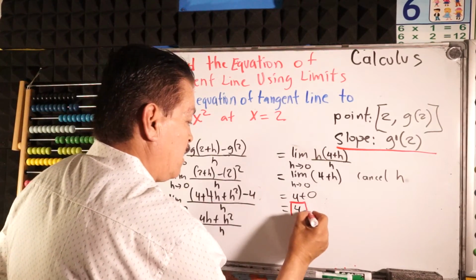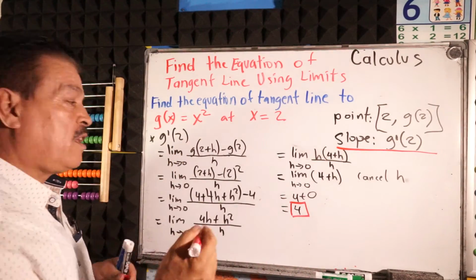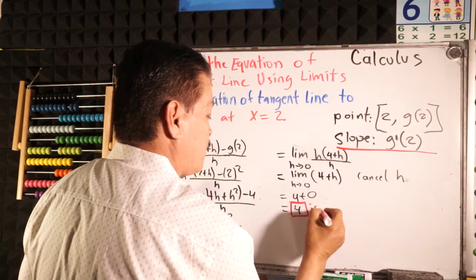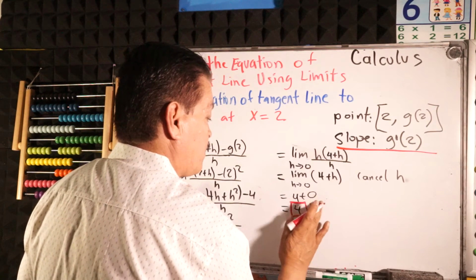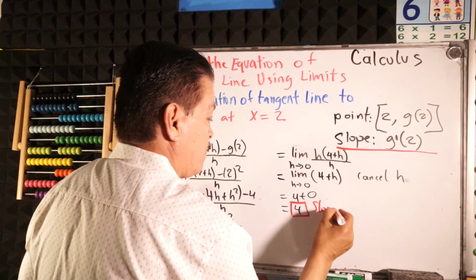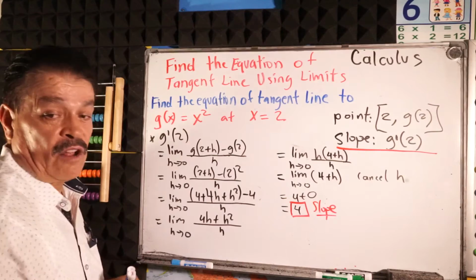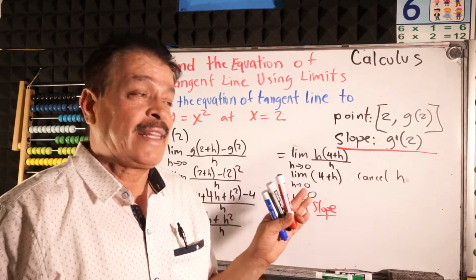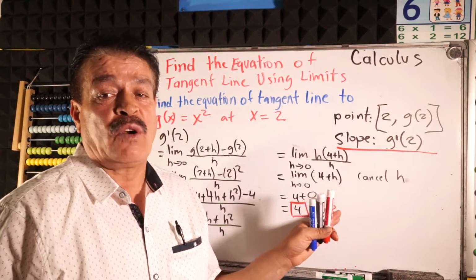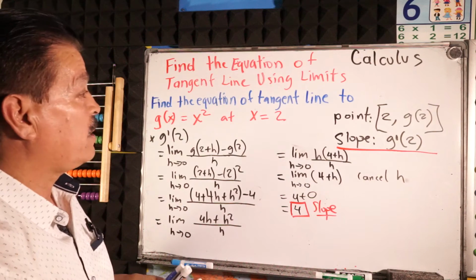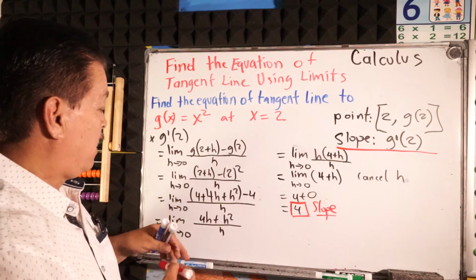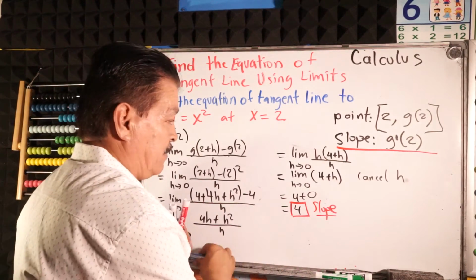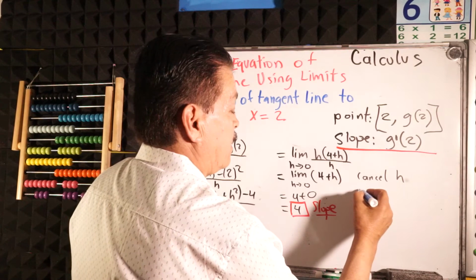So this 4 is the slope. This 4 is the slope, all right? So now we have to write the equation of the tangent line. The tangent line goes through the point. Where is the point? The point of the tangent line.